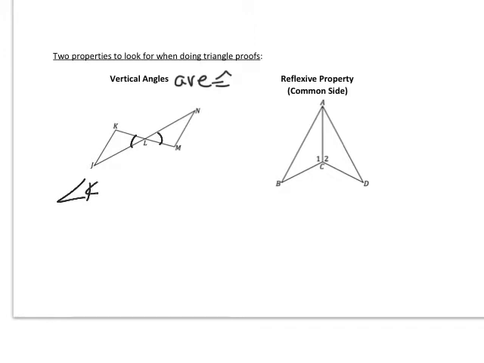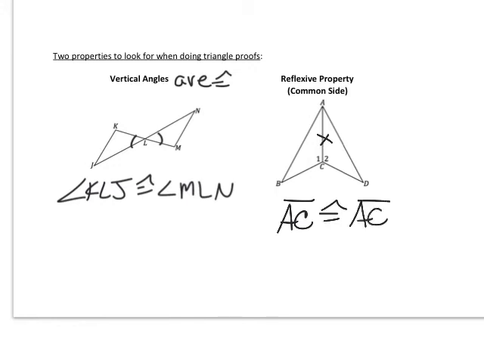Angle KLJ is going to be congruent to angle MLN. And then another very common property that we use quite a bit is called the reflexive property. And that says that a length is congruent to itself. I know it sounds silly, but in a triangle proof we have to label everything that's congruent. So AC is congruent to AC. Those two properties are going to be very important when we do triangle proofs.